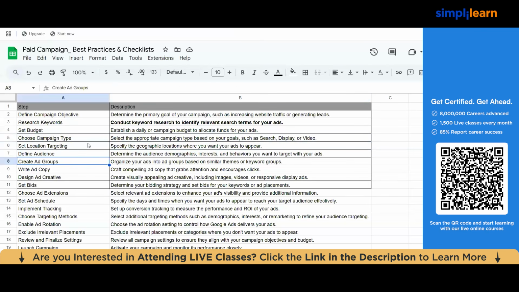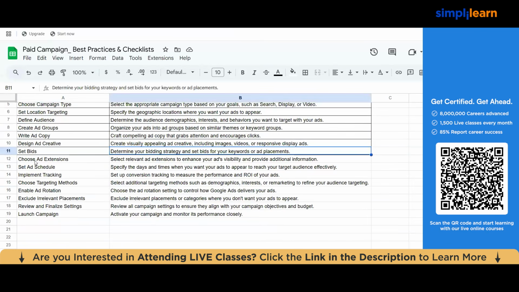So it's like a step by step guide that you need to follow when you have to do a Google advertisement. So create ad groups, organize your ads into ad groups based on similar themes of keywords, write ad copies, design ad creative, set your bidding appropriately, and choose ad extensions. Ad extensions, who will tell me what are ad extensions?